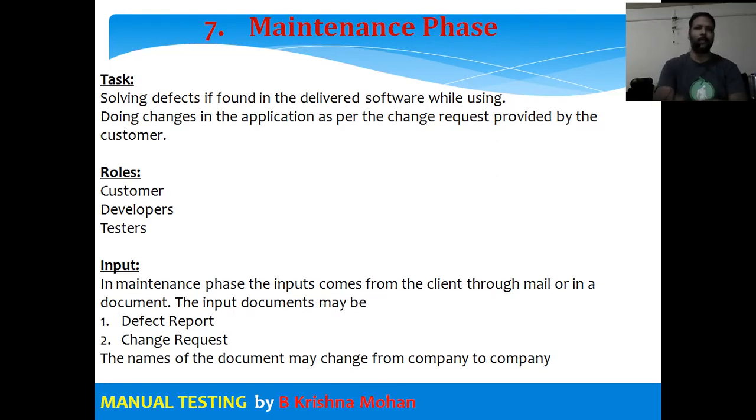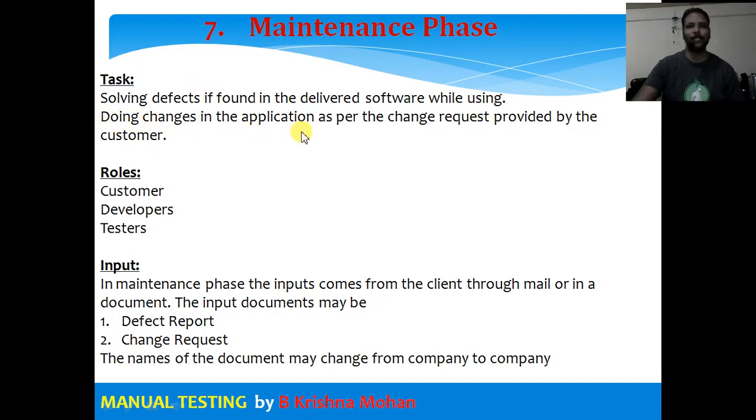Then we'll see what the tasks in the maintenance phase are. First, solving a defect if found in the delivered software while using it. Suppose we have done the delivery or the deployment, and the end user will be using that software. While using it, the customer may get some defect. Actually he should not get a defect, but if he gets one, he will intimate the development company. Then the development company will fix that defect and give the new build to the customer. Actually it should not happen like that, because credibility will be gone.